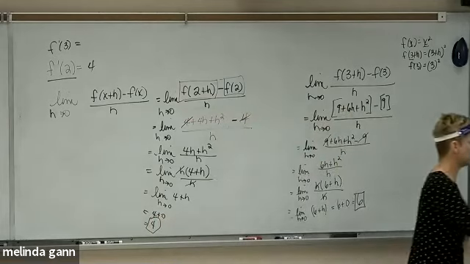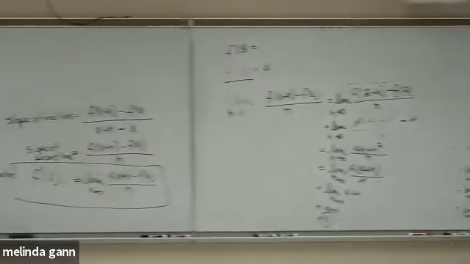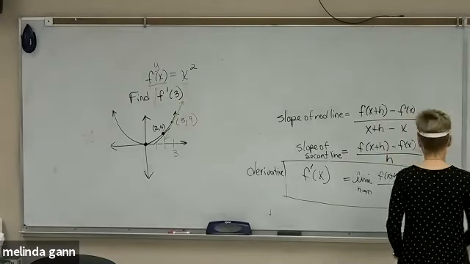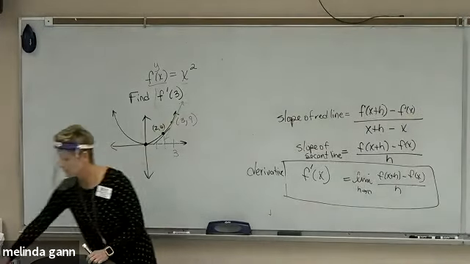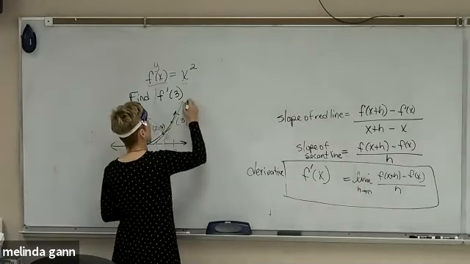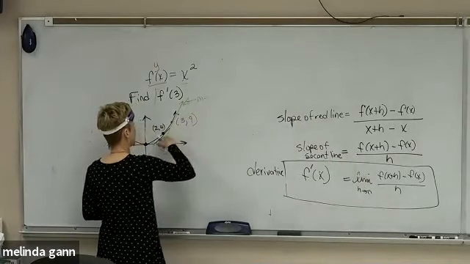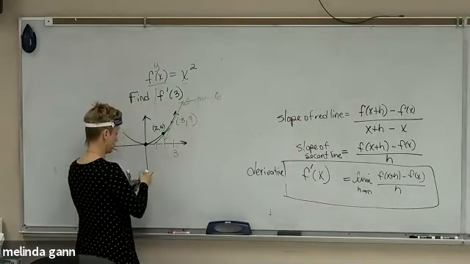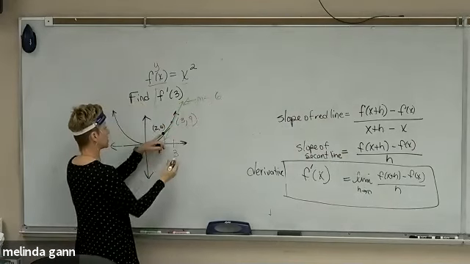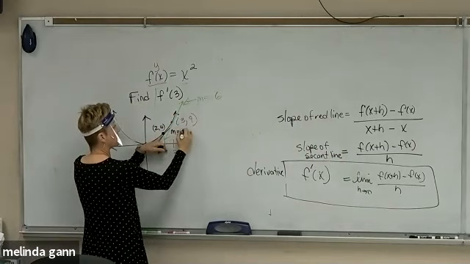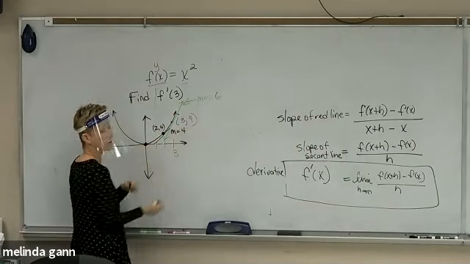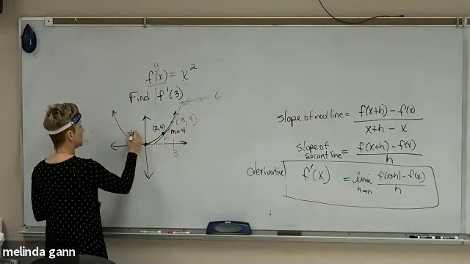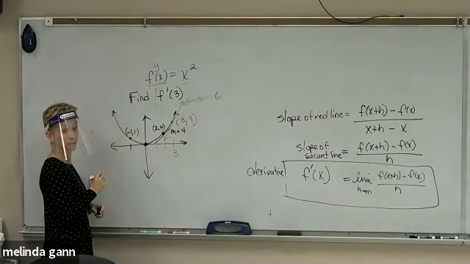So let's make sure we understand. Do you understand what's the slope of this green line? It's what? 6. What's the slope of that black line? It was what? 4. Now, do you understand that the point -1, 1 is on there?